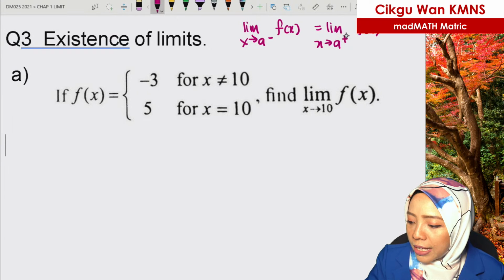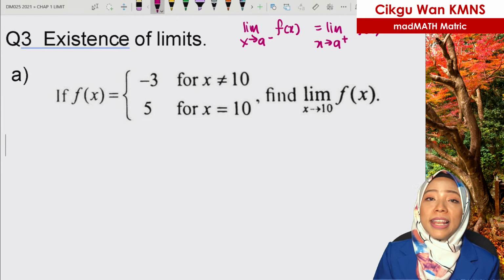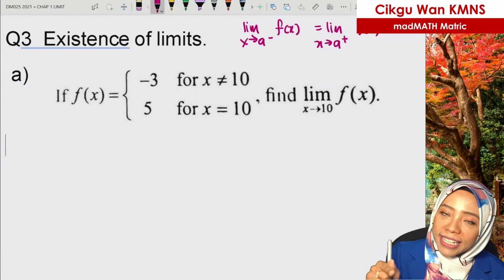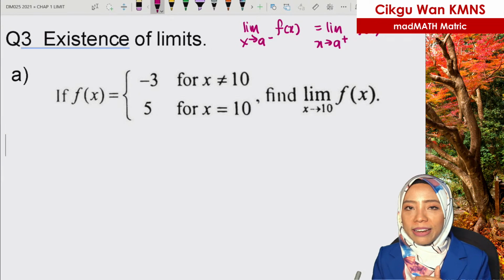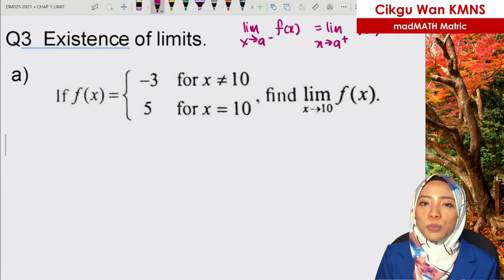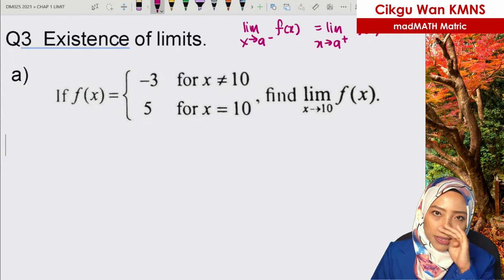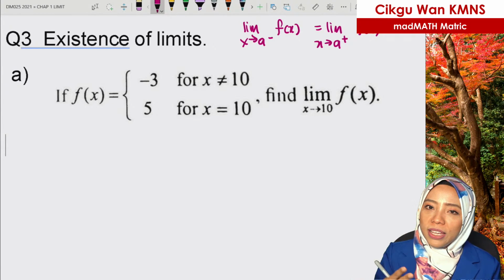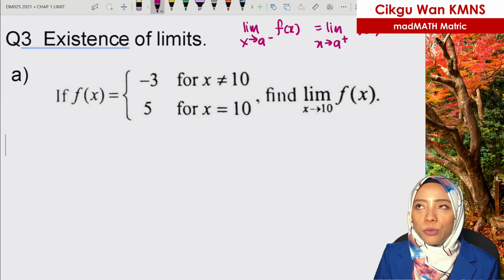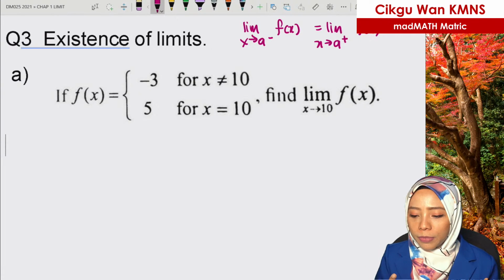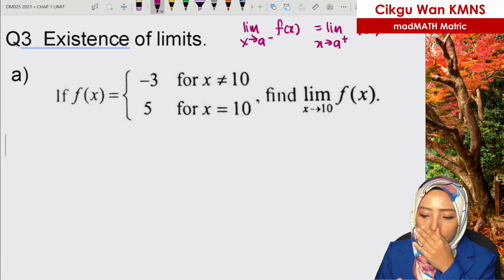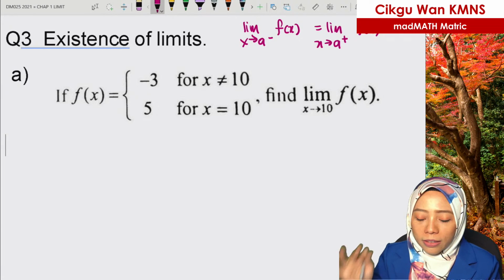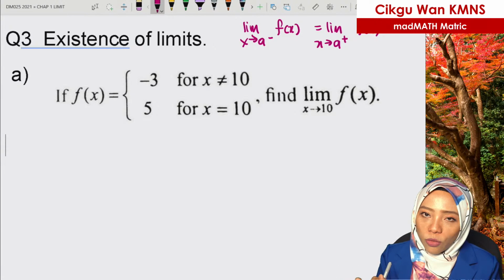sama at the right hand side. Left dengan right mesti sama, bertemu pada tempat yang sama. Pada ketika nilai itu tidak penting. Yang penting dari kiri dan dari kanan mesti berjumpa pada nilai yang sama. Pada nilai itu sendiri tidak penting. That you will learn further at SM015, ada satu term lain lah. Okay, now we just focus on existence of limit. Okay.